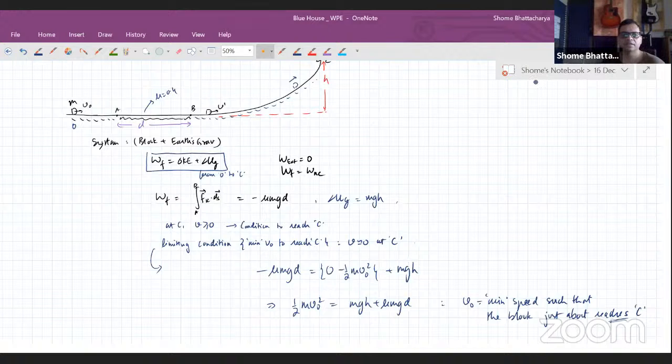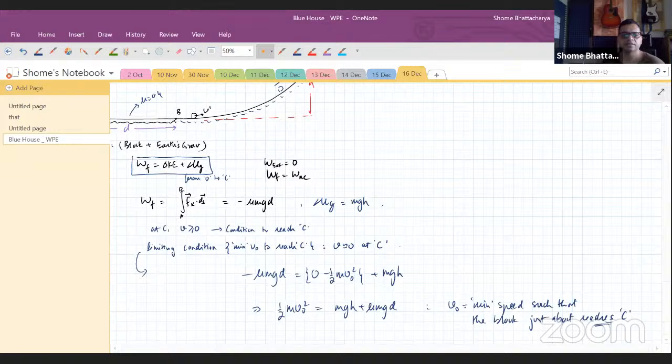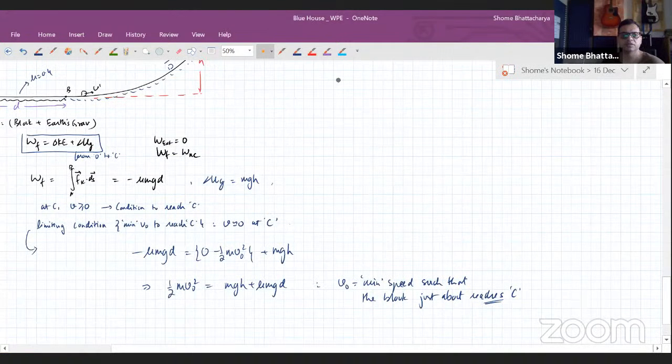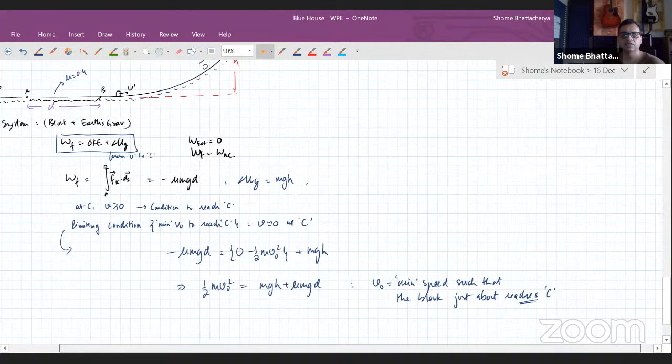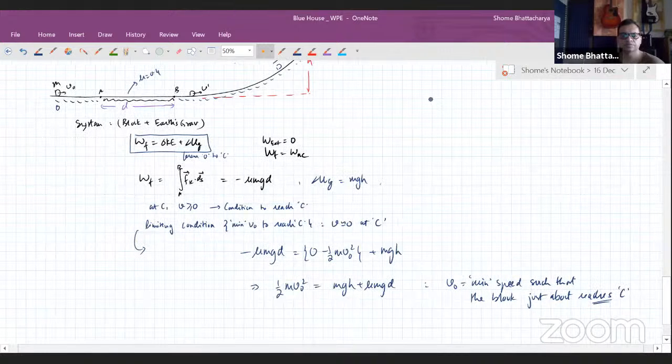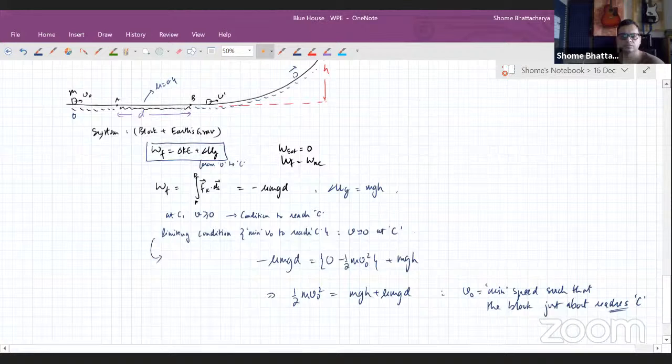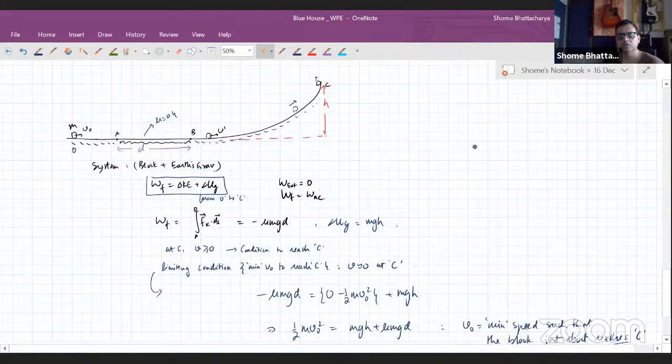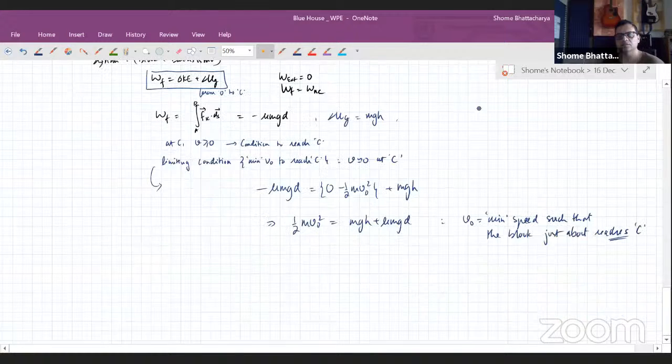Because final kinetic energy is 0, the initial kinetic energy is half mv naught square. So the change is negative, na beta? Kinetic energy is not negative. It's the change in kinetic energy which is negative. Kinetic energy cannot be a negative quantity. But the change in kinetic energy, if the kinetic energy is decreasing, that will be a negative quantity. So you can see that change in kinetic energy is final kinetic energy minus initial kinetic energy.